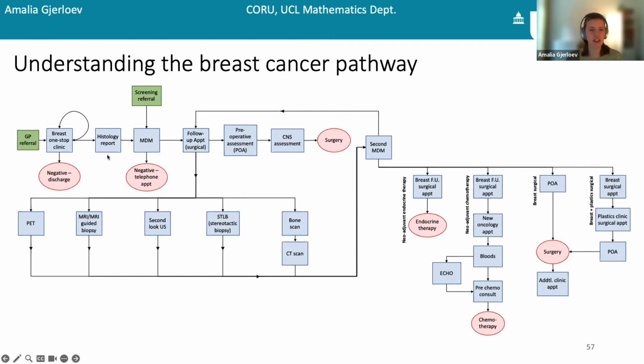Again, without going into too much detail, anything in green here, you'll enter into the pathway. Anything in red is you leaving the pathway. So you'll enter in with a GP referral, typically go to the breast one-stop clinic, go to an MDT, might have some follow-up appointments, followed by some diagnostics, a second MDT, followed by your different treatment branches.